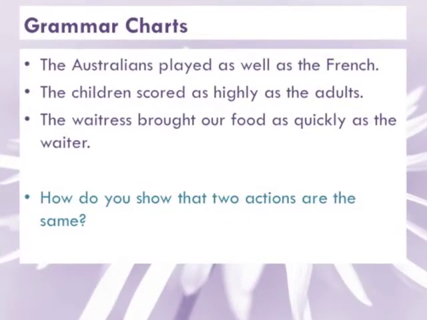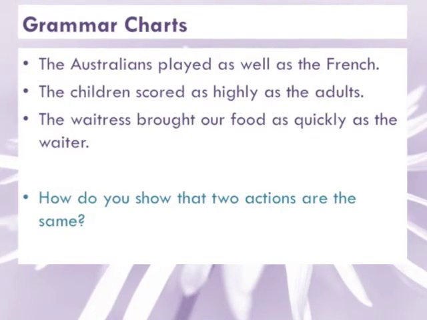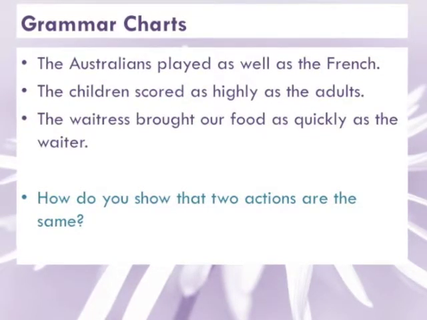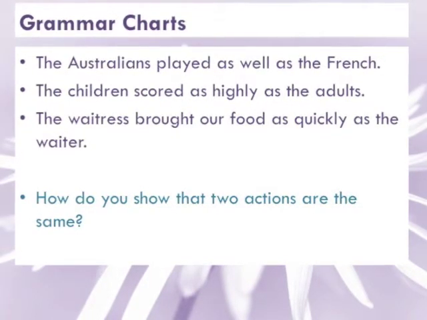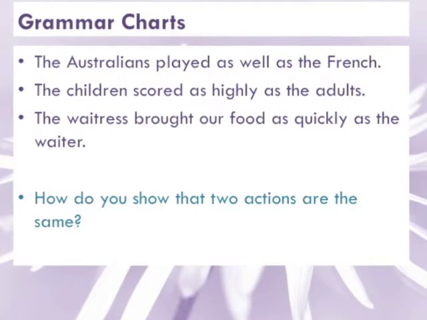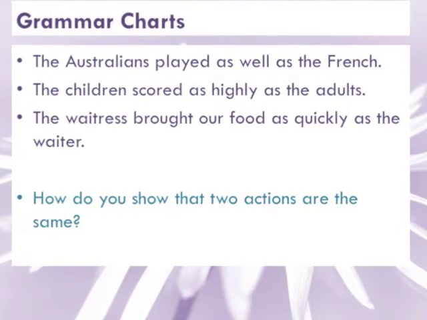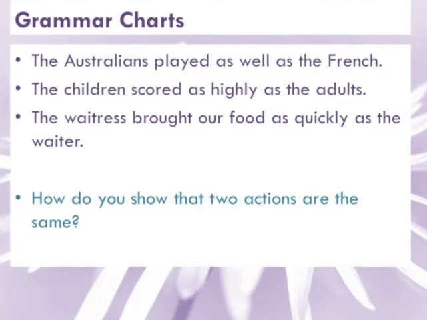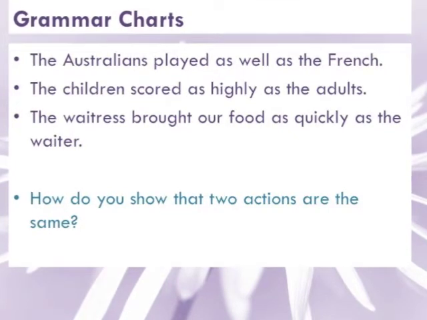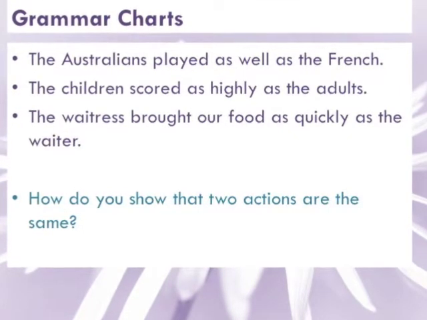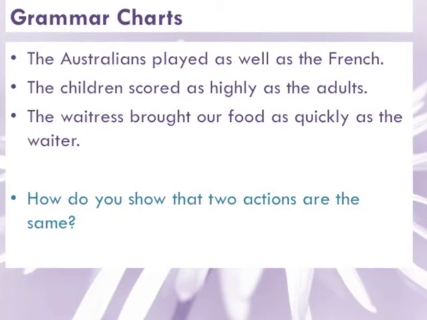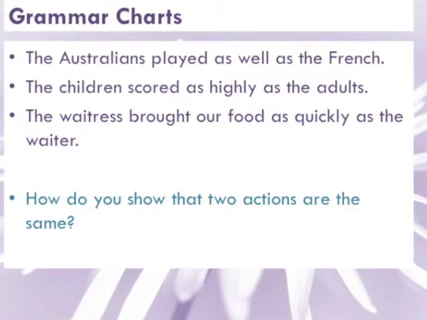Let's look at some specific examples. The Australians played as well as the French. The children scored as highly as the adults. The waitress brought our food as quickly as the waiter. So how do you show that two actions are the same? If you look carefully at these sentences, let's see if you can figure it out.